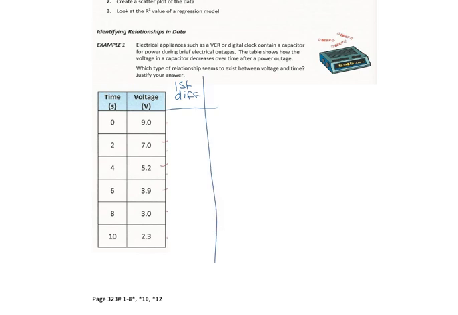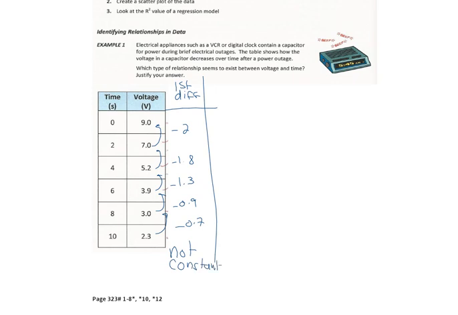So if I do 7 minus 9, I get negative 2. 5.2 minus 7, I get negative 1.8. This one, I get negative 1.3. Negative 0.9. Negative 0.7. If you look at this, what do you see? It's not constant, so it's not linear, right? Because if the first difference is constant, that means it's linear.